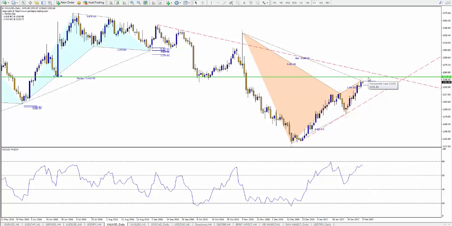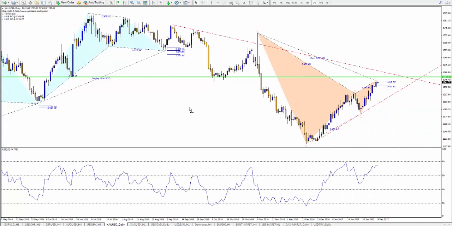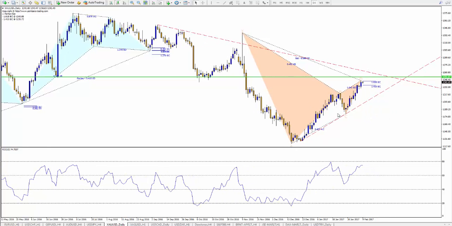Kind of test that region, and then we might see it beginning to come down from there for a nice retracement. As you can see, the gold, nice move up. It's continuing to go in that direction. Possibly next week or so we might see it beginning to reverse.